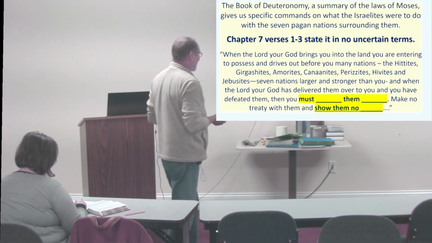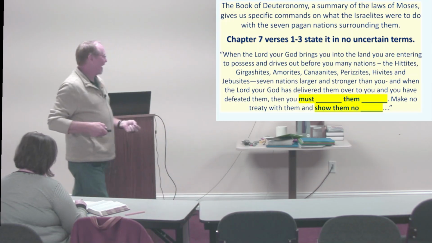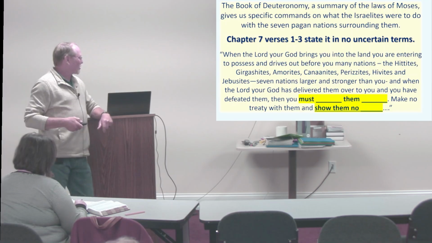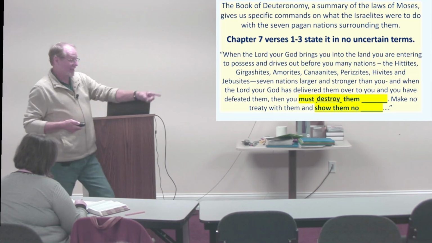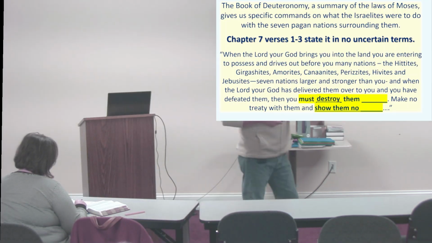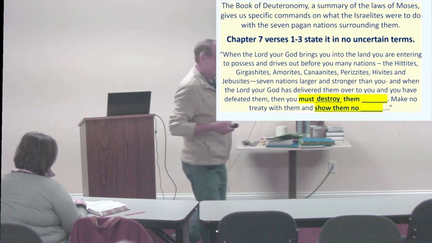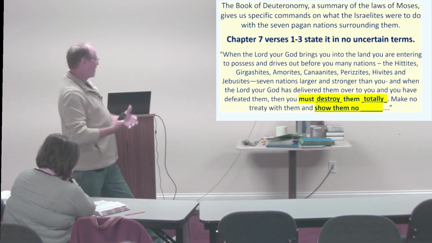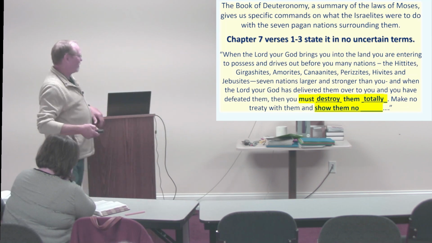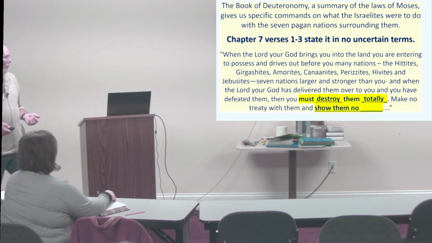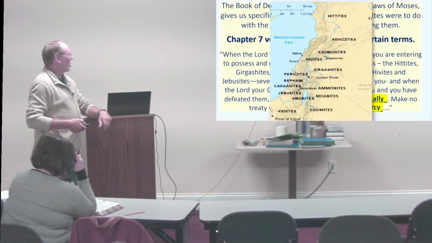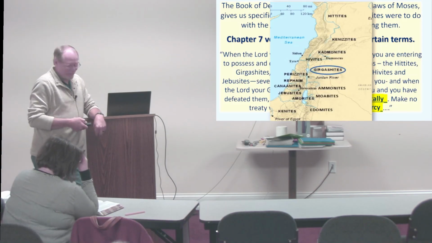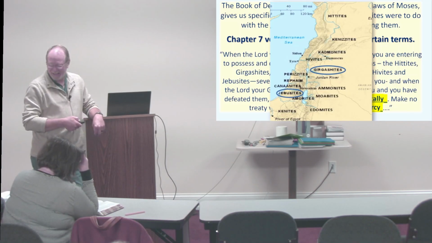So you must what? I'm going with mercy on the last one. Destroy them utterly, completely. I think it's the same thing. And Mickey would say, show them no mercy. So here they are, those nations that Jonathan was able to pronounce. That's why I let him do that.